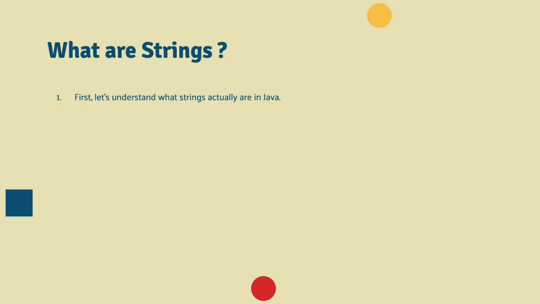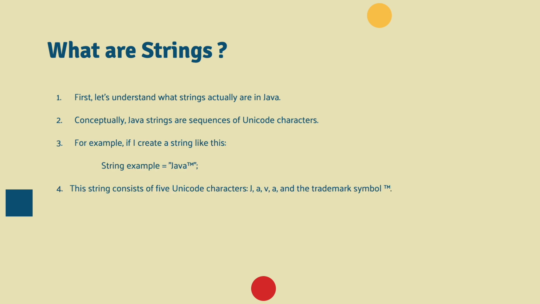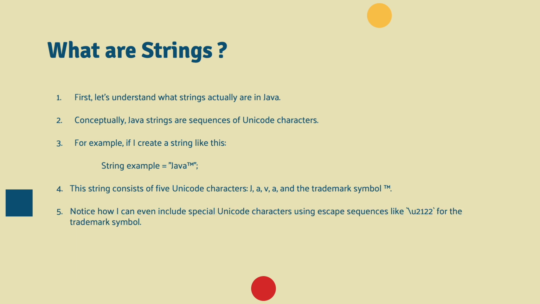First, let's understand what strings actually are in Java. Conceptually, Java strings are sequences of Unicode characters. For example, if I create a string like this, the string consists of 5 Unicode characters: J, V, and the trademark symbol TM. Notice how I can even include special Unicode characters using escape sequences like \u2122 for the trademark symbol.